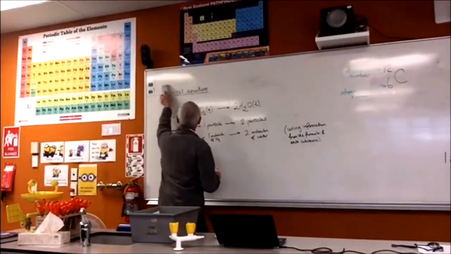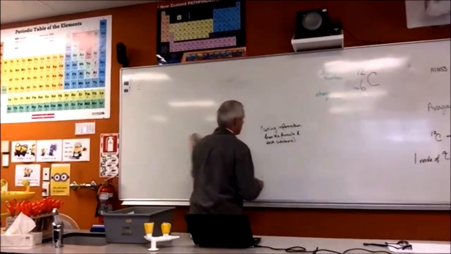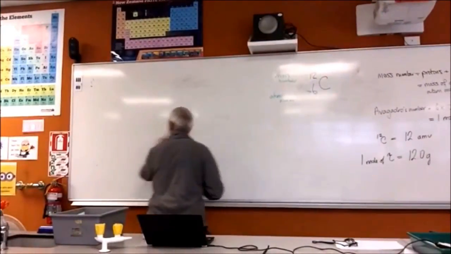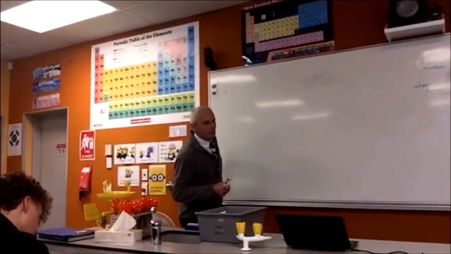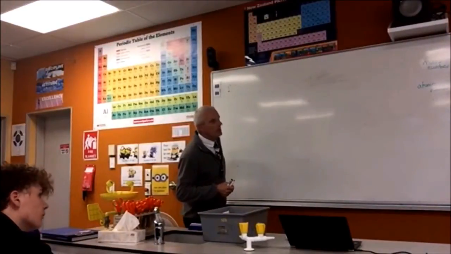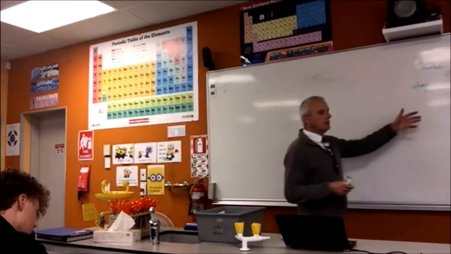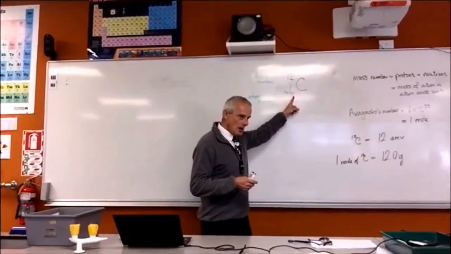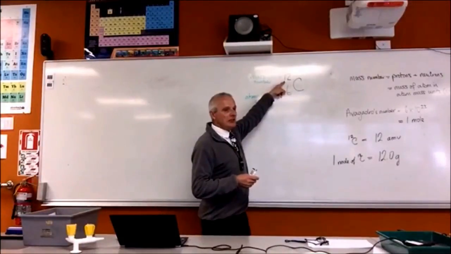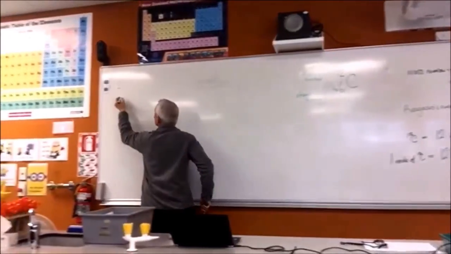So, can somebody remind me? Chris seems to like being on YouTube, so Chris can remind me, what do we mean by an isotope, Chris? The mass number changes. Yes, so in other words, we've got the same type of element, the same atomic number, but the mass number varies. And so let's look at isotopes.